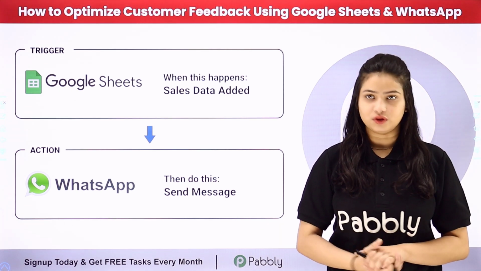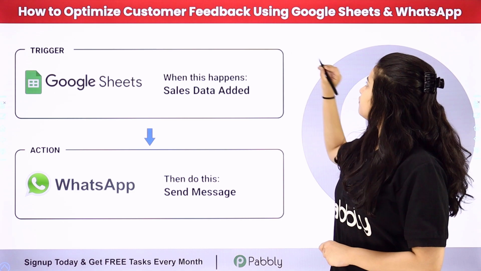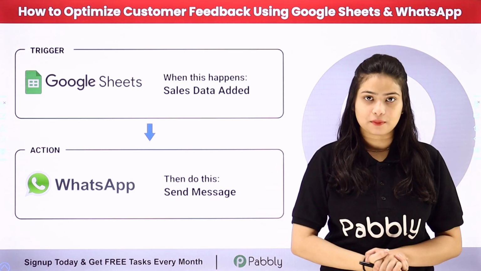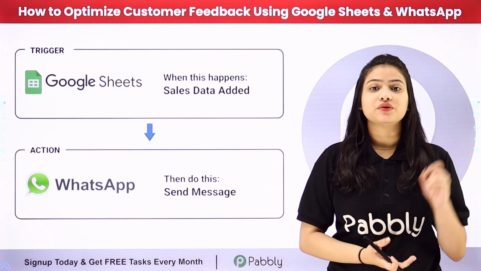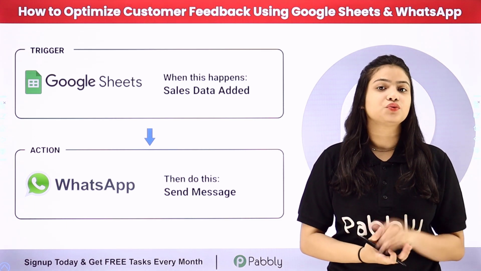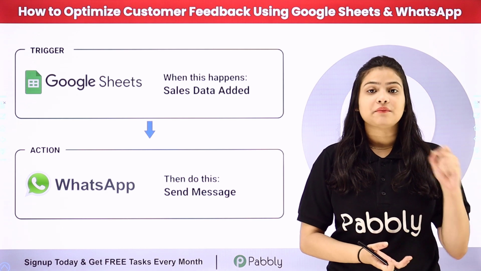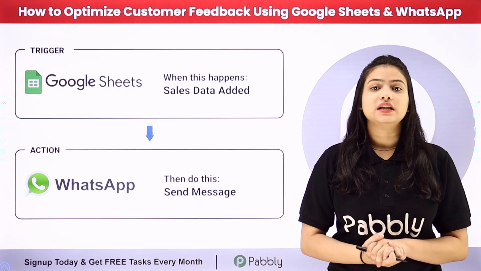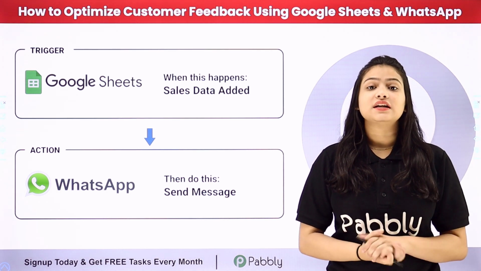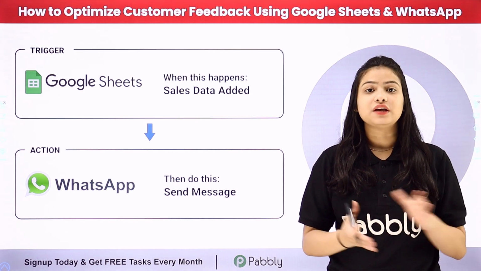In this video, we are going to learn how to optimize customer feedback using Google Sheets and WhatsApp. So I have prepared a spreadsheet in which I am going to enter all the details related to the order as well as the customer whenever a new order will be placed. And my objective is that whenever this order will be delivered to the customer, then I want to send a feedback form to all the customers by using WhatsApp.